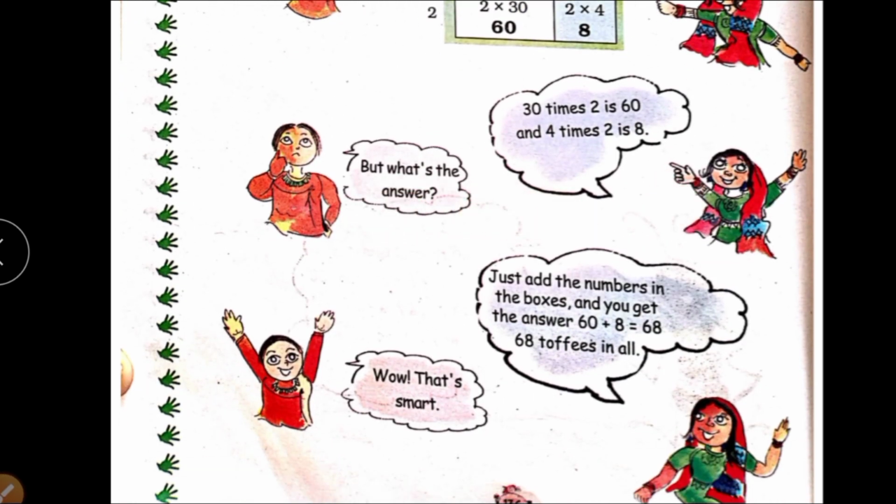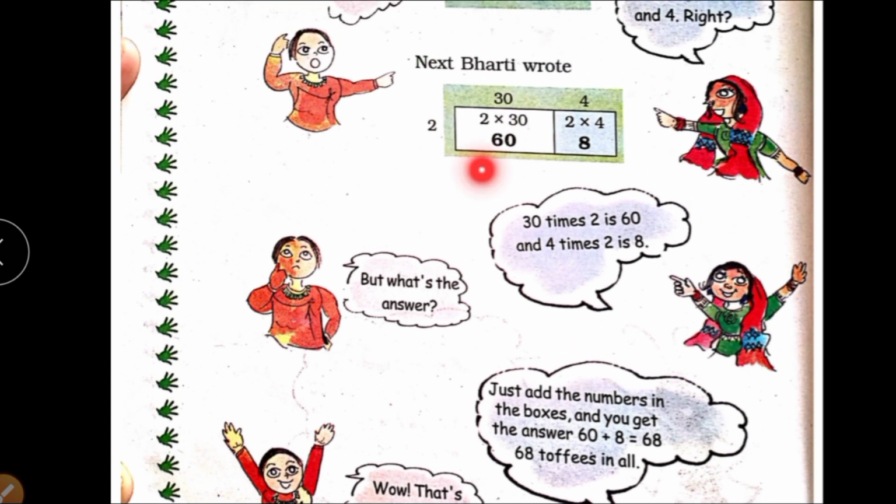But what's the answer? Just add the numbers in the boxes and you get the answer. 60 plus 8 equals 68. 68 toffees in all. Wow, that's smart. It means we have to add both the numbers, 60 and 8. So 60 plus 8 is 68. Now next.